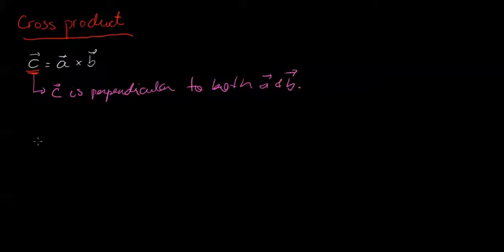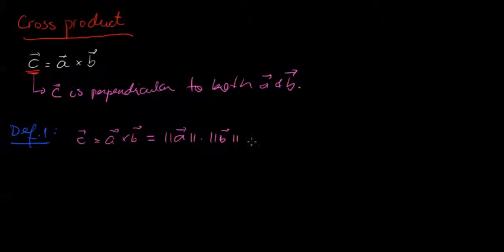This can be shown here by the first definition of the cross product. So C equals A cross B, and by this first definition we say it is the length of vector A times length of vector B times the sine of theta, the angle between A and B. But this is just a number. This is the length of C.